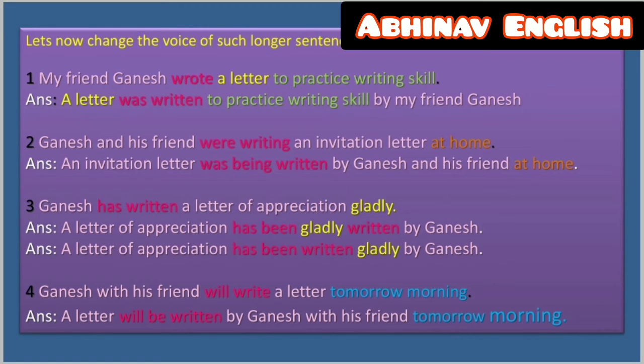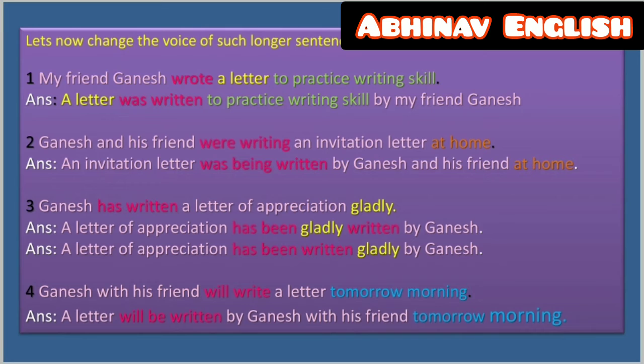Reason is given extra. Why did he write a letter? To practice writing skills. So our answer will be a letter, as it is the object of the sentence. We will take it first in passive. A letter was written to practice writing skills by my friend Ganesh.